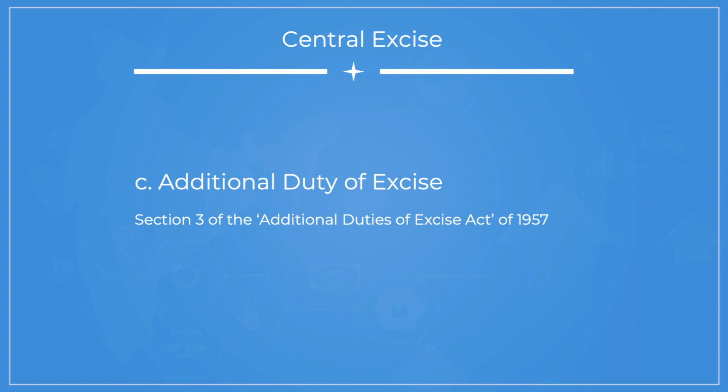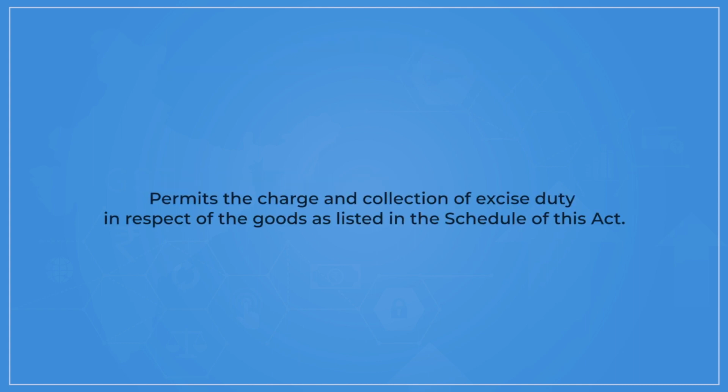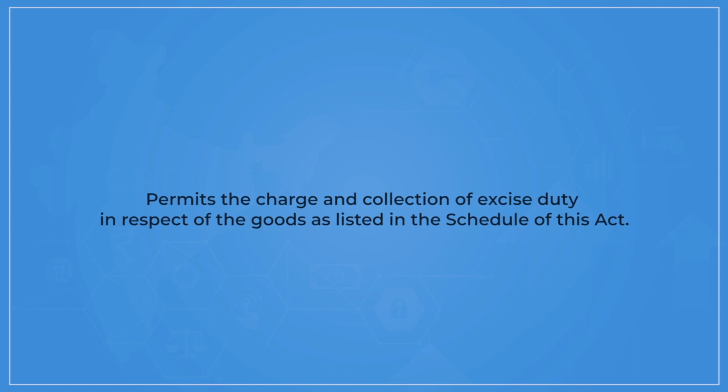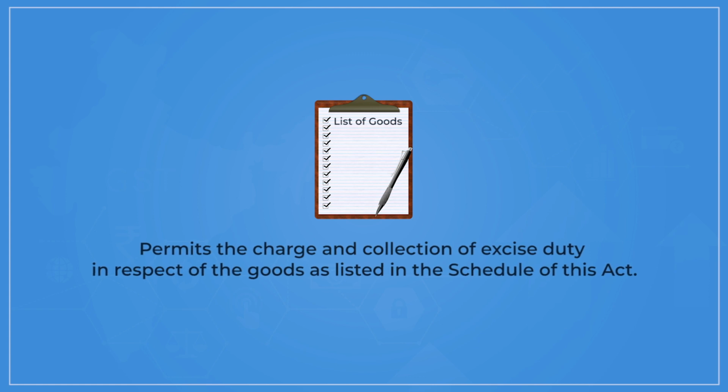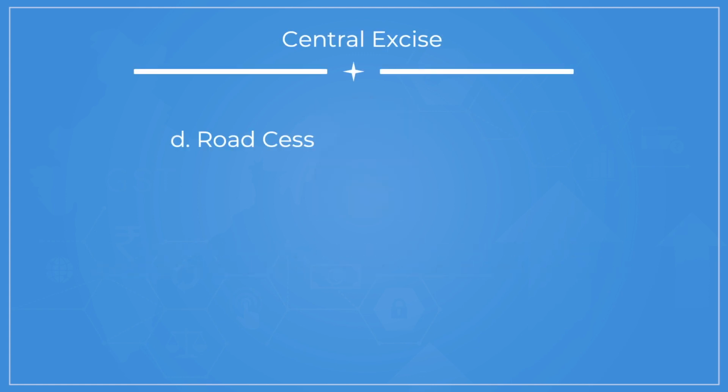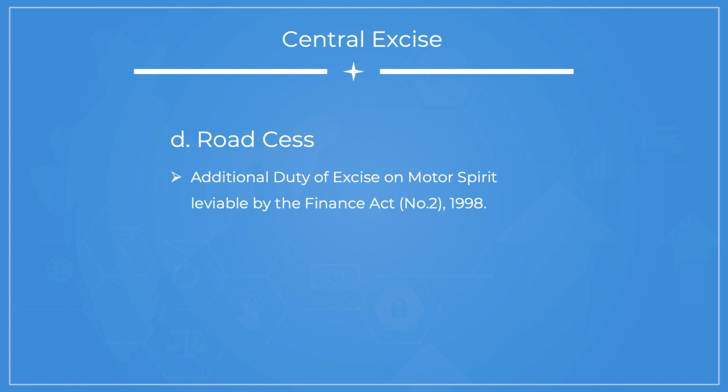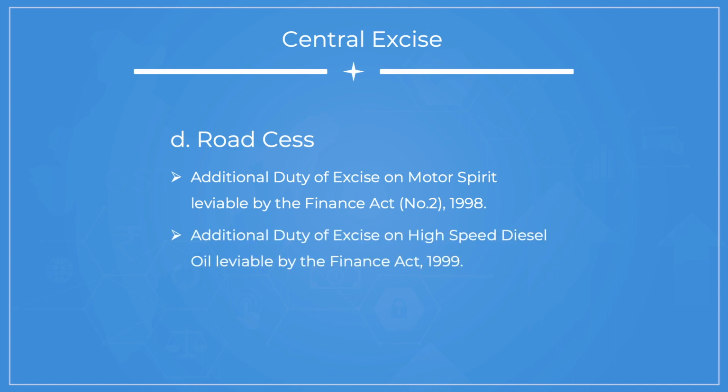Additional duty of excise. Section 3 of the Additional Duties of Excise Act of 1957 permits the charge and the collection of excise duty in respect of the goods as listed in the schedule of this act. Road cess: additional duty of excise on motor spirit. This is leviable by Finance Act 1998. Additional duty of excise on high speed diesel oil. This is leviable by the Finance Act 1999.